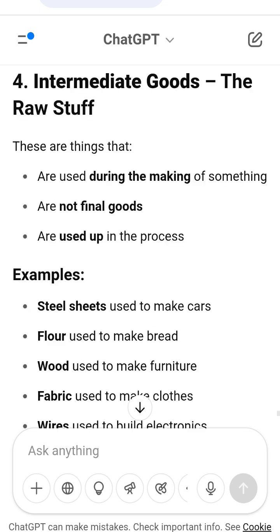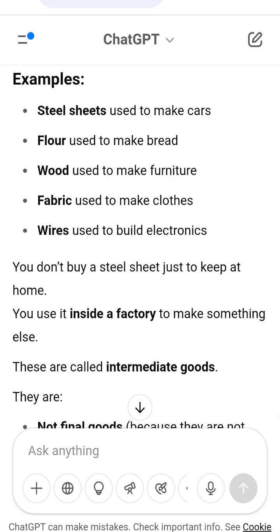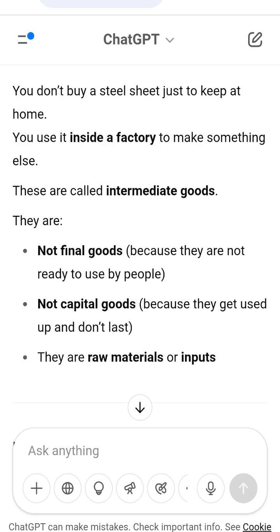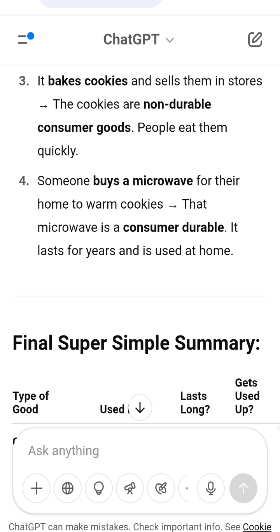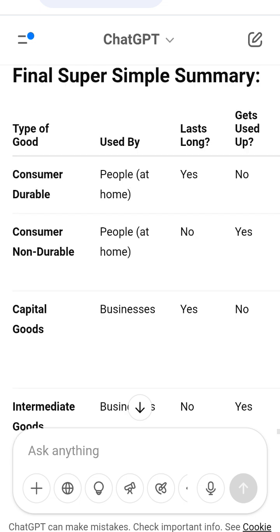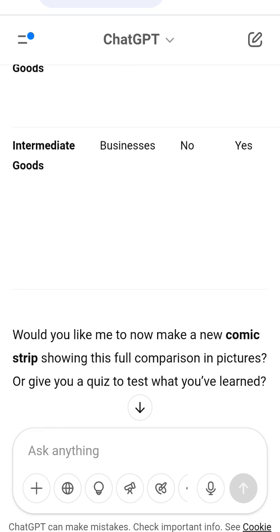Final super simple summary. Type of good: used by, lasts long or gets used up. Example: TV, soap, toothpaste. Consumer durable: people, at home. TV, fridge, car, laptop. Consumer non-durable: food, soap, toothpaste. Capital goods: businesses. Tractor, factory machine, oven. Intermediate goods: steel, flour, wood, copper wire.